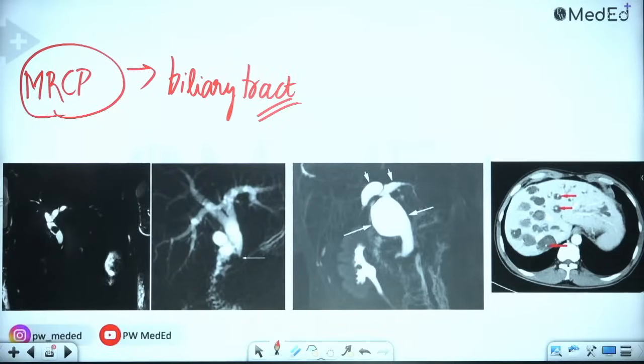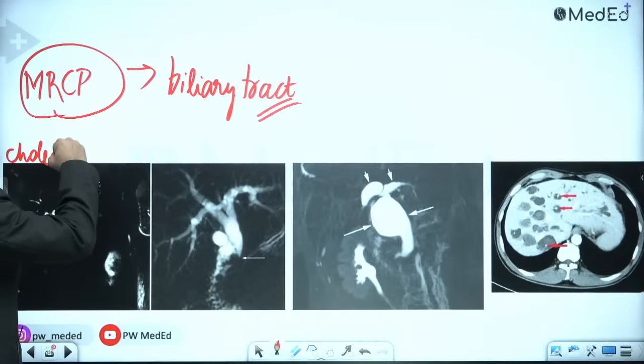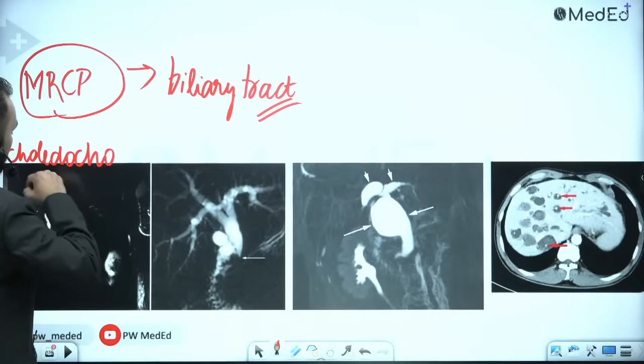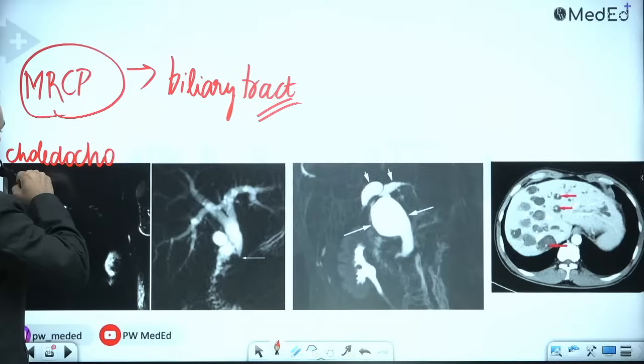In the first image, we can see that this is your common bile duct, this is your left and right hepatic duct, and within the common bile duct there is a hypointense filling defect. Hypointense filling defect can be seen within this MRCP image. So this is a case of CBD stone, choledocholithiasis, and remember MRCP will be the investigation of choice.